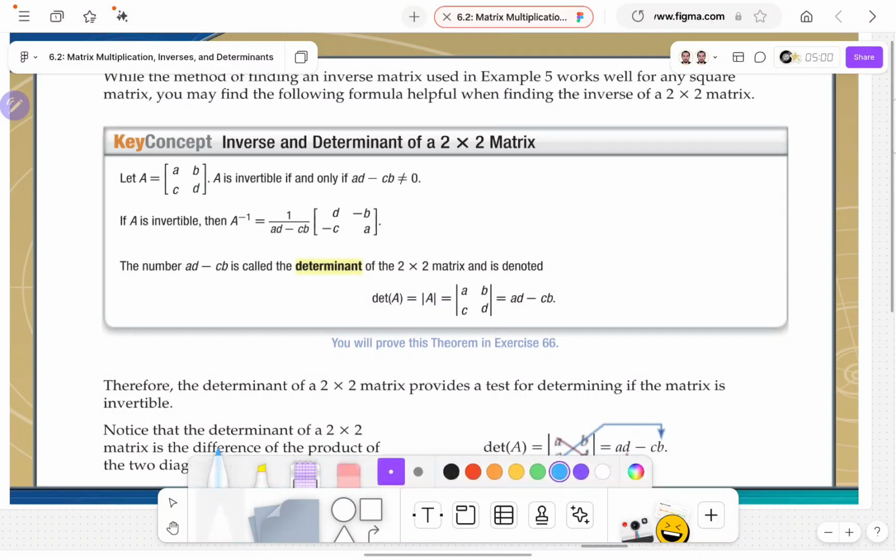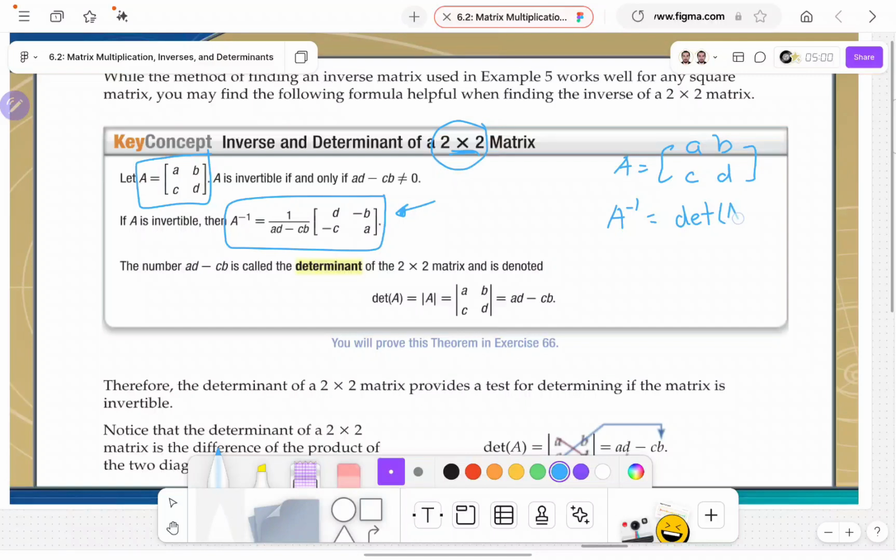So the rule of finding the inverse is written here. To find the inverse of any 2 by 2 matrix, we need to follow this. This one only works for 2 by 2 matrices. So let's say I have a matrix A equal A, B, C, D. To find the inverse of A, I need to find first det A. What does det A mean? Det A is a shortcut for determinant.